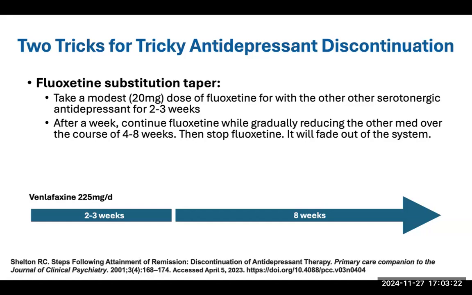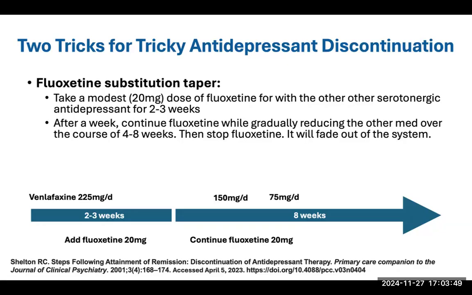So let's take a look at what this looks like. You're taking 225 of venlafaxine. We're going to add 20 milligrams of fluoxetine, and we're going to do that for, let's say, 5 or 6 weeks. So we're building up that kind of reserve of fluoxetine. And then after they've been taking the fluoxetine along with the venlafaxine for 2 or 3 weeks, we can then start to reduce the venlafaxine.